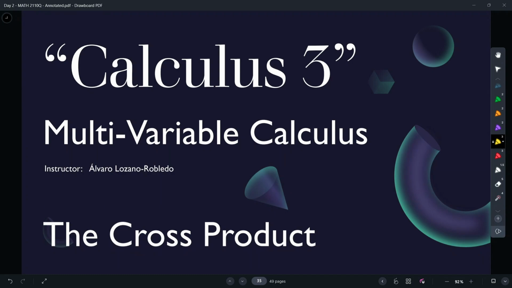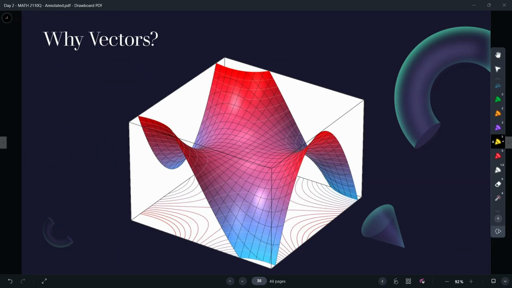So the next topic we're going to learn about is the cross product. So why the cross product? We're still on the same track. Our goal is still, for a point, I'm going to have a tangent plane, and I want to figure out what is a normal vector perpendicular to this plane.